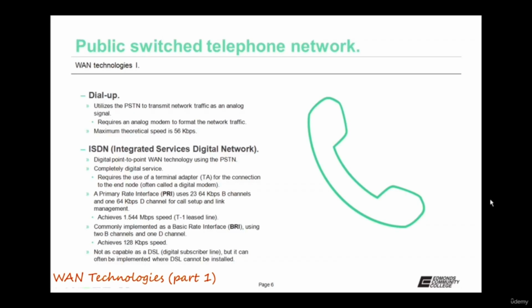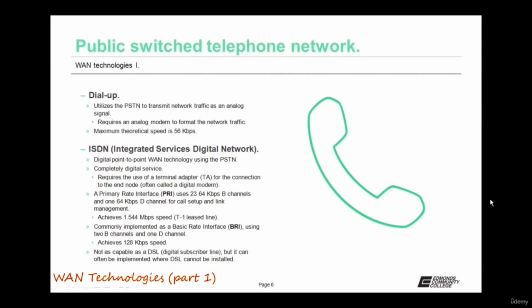Then there's ISDN, Integrated Services Digital Network. ISDN is a digital point-to-point WAN technology that utilizes the PSTN. It's a completely digital service. It requires the use of a terminal adapter, or TA, to make the connection to the end nodes. This TA is often called a digital modem, but it's not. It's a terminal adapter. ISDN can use a primary rate interface, or PRI.